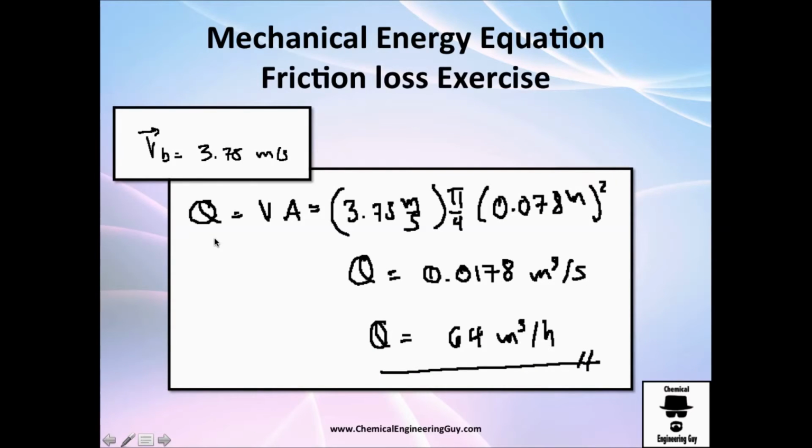So don't forget that we are asked to calculate the volumetric flow rate. Volumetric flow rate is essentially velocity times area. Velocity, we just guessed by iteration, is 3.75 meters per second. The area is pi divided by 4 times the diameter to the second power. I get this, or the equivalent, Q equals 64 cubic meters per hour.